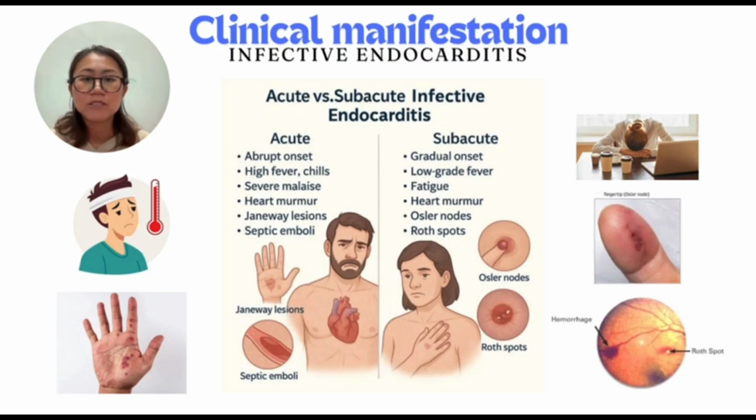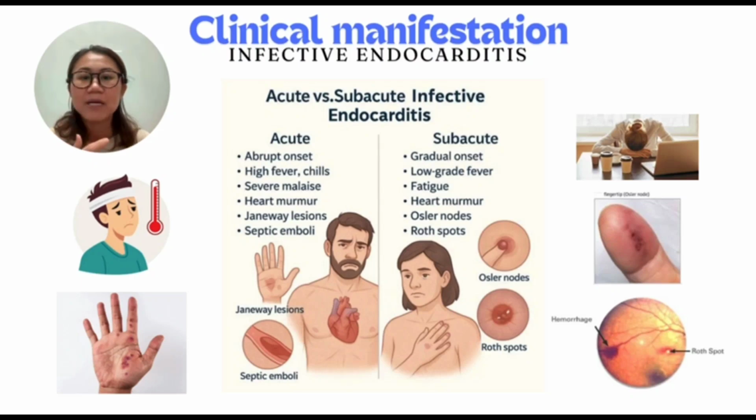This happens because of highly virulent bacteria such as Staphylococcus aureus, which rapidly destroy the heart valves. The damaged valves can lead to acute heart failure, which causes dyspnea and pulmonary edema. Septic emboli are also more common in acute infective endocarditis, which may cause stroke, skin lesions, or organ infarctions.